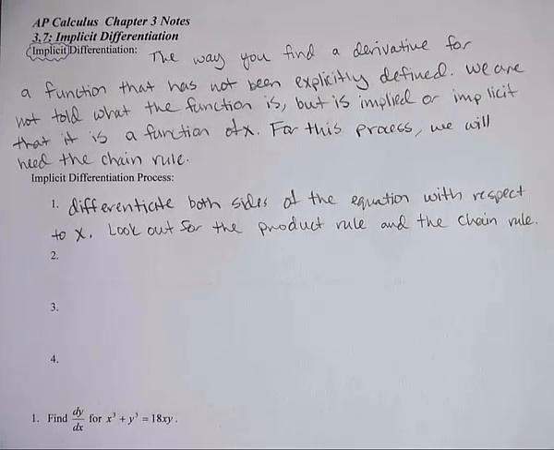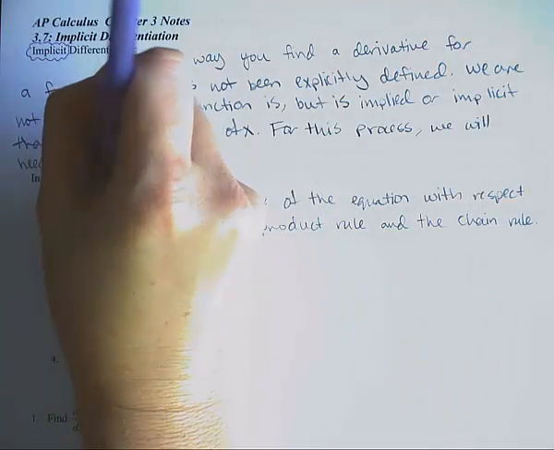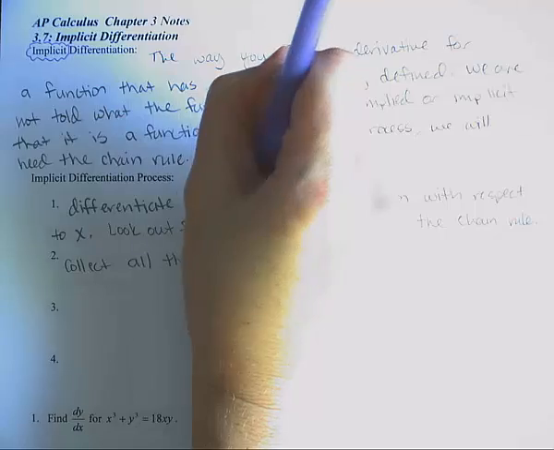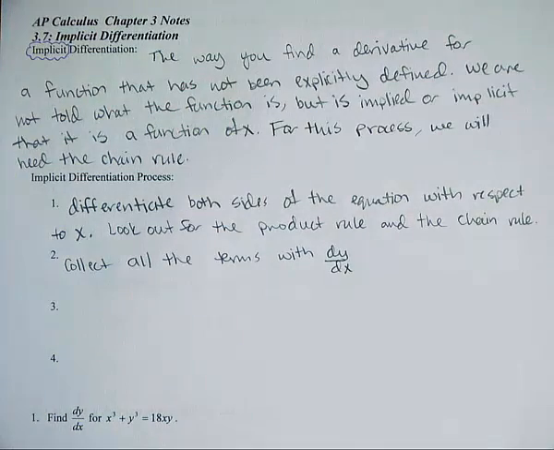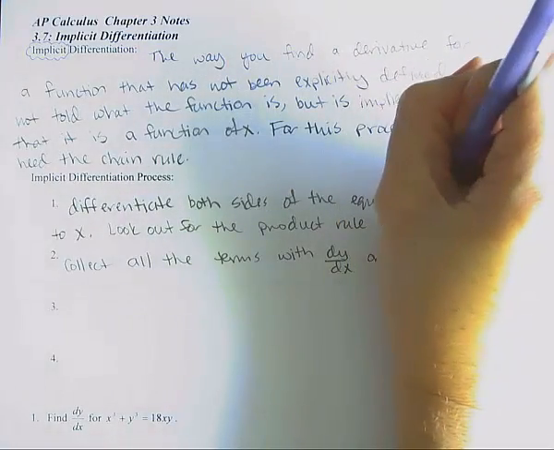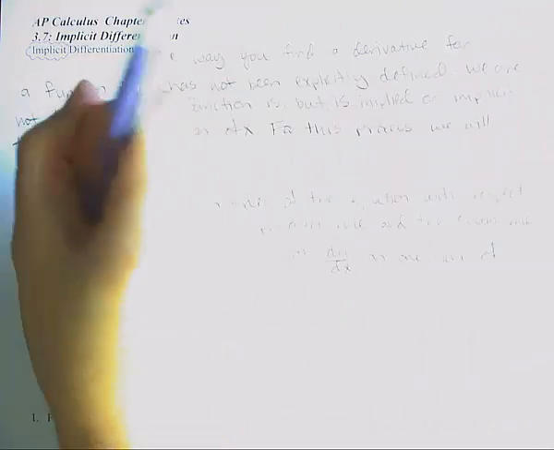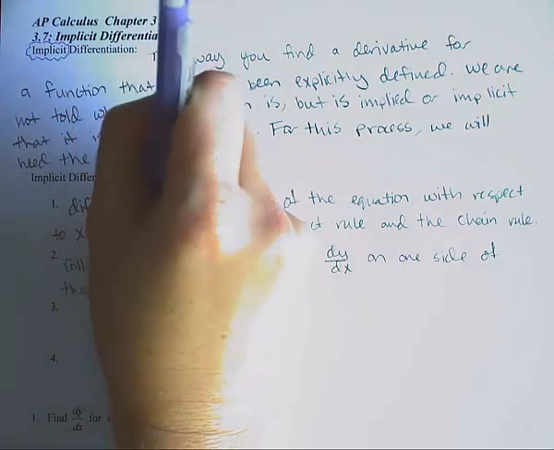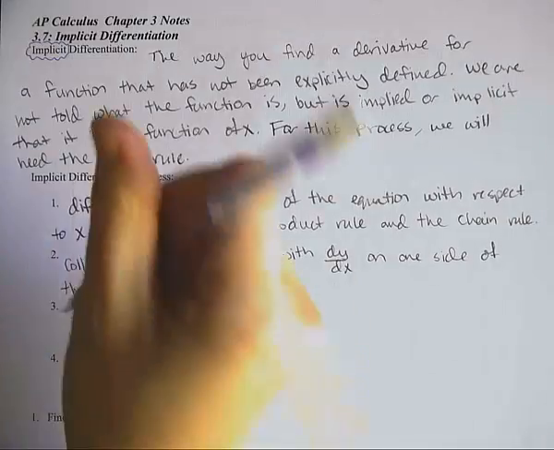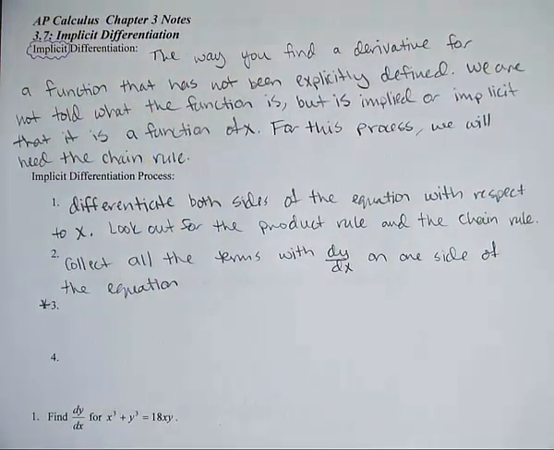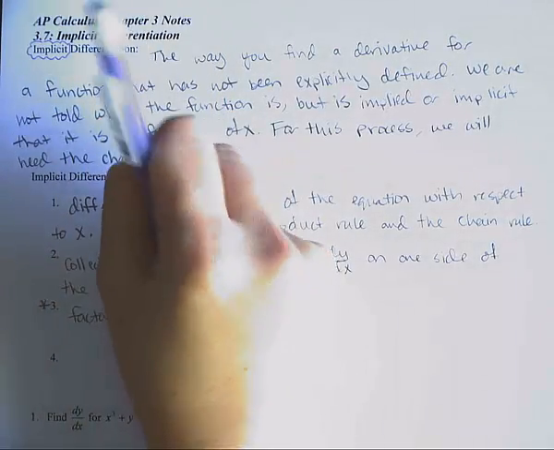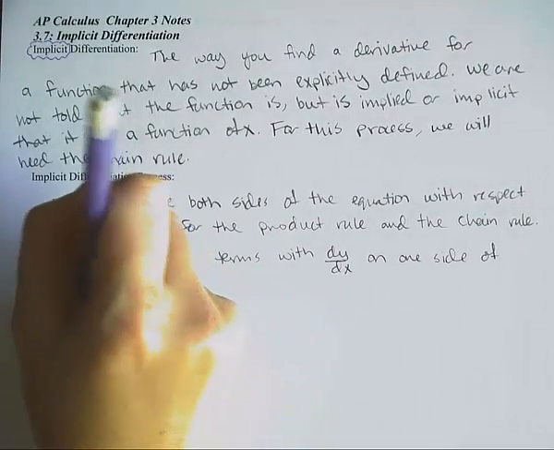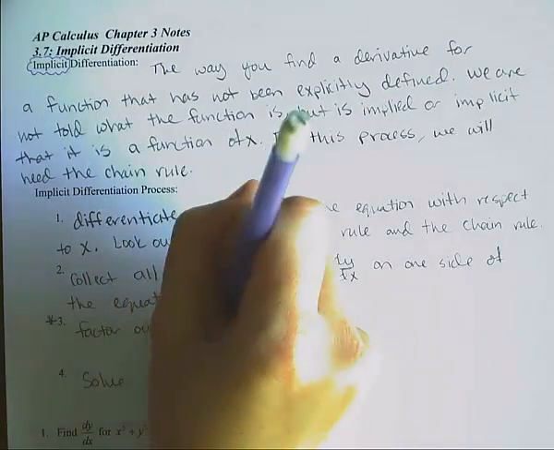The second thing you would do is you would collect all the terms with dy dx in them, which will make sense as I go through the first example. And you want to collect them onto one side of the equation. The third thing you're going to do, if necessary, so this one you don't always have to do, is factor out the dy dx from all of its common terms. And then the fourth step is you're going to solve for dy dx.